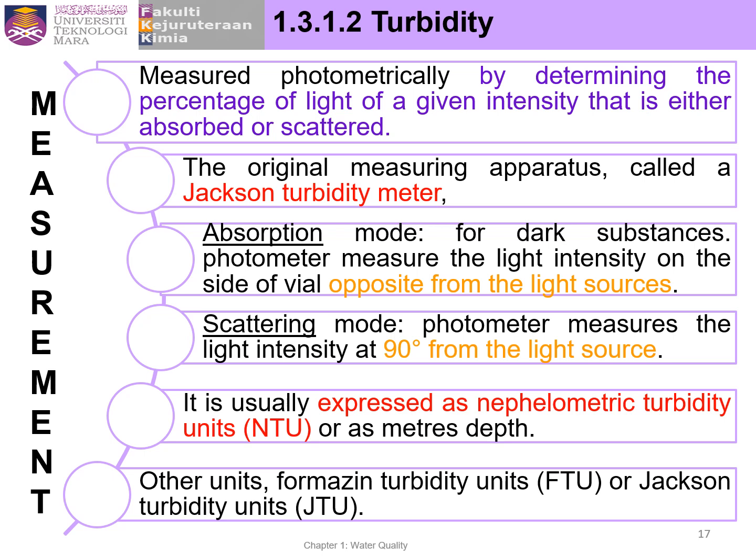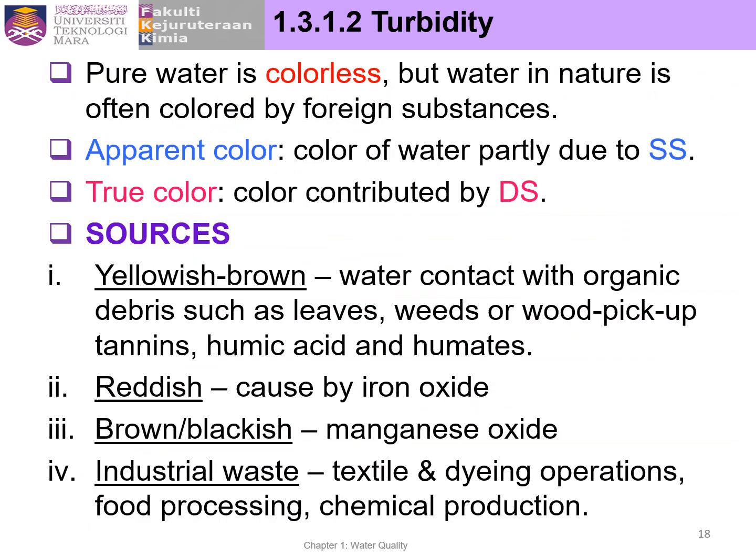But for scattering, the angle is 90 degrees from the light source. Unlike the absorption, the angle is opposite from the light source, maybe 180 degrees. The unit for turbidity, this is the most common, is called NTU, or nephelometric turbidity units. So when the turbidity is good, it means that it is pure water. Usually the color will be colorless, pure water.